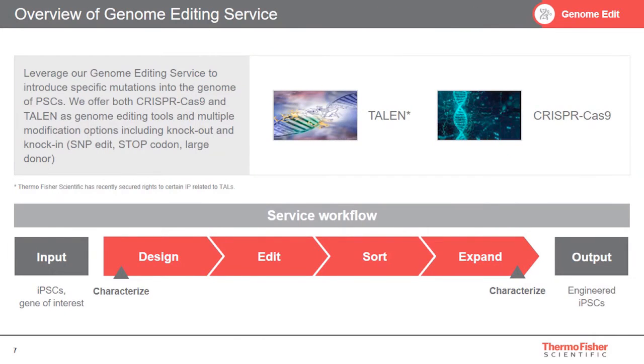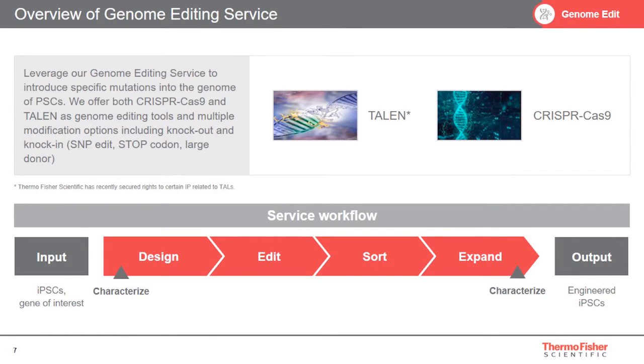So our customers can also leverage our expertise and experience in genome editing in order to introduce specific mutations into the genome of pluripotent stem cells. Our services offer both CRISPR-Cas9 as well as TALENs as genome editing tools. And such nucleases can be designed to target specific sites in the genome, creating those double-strand breaks at desired locations to introduce multiple modification options that include knockouts, knock-ins, SNP edits, stop codons, or large donor insertions.